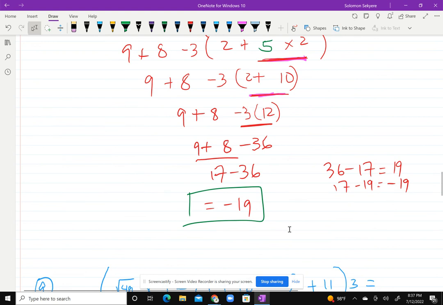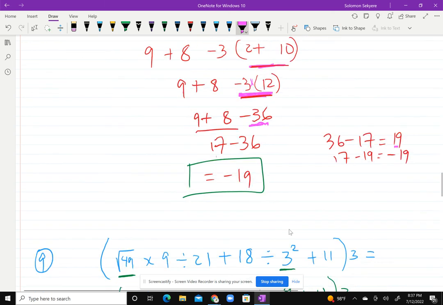Now what do we have? 9 plus 8 minus 3 times 12. Which one are we going to do? This here is multiplication. So don't do 9 plus 8 minus 3. No. You're going to do this first. Negative 3 times 12 is negative 36. And then finally, what do you have? 9 plus 8 minus 36. 36 minus 17 is 19. So 17 minus 36 is negative 19.